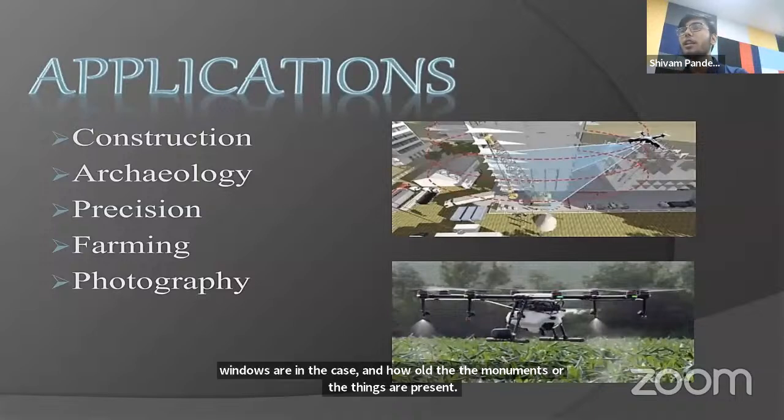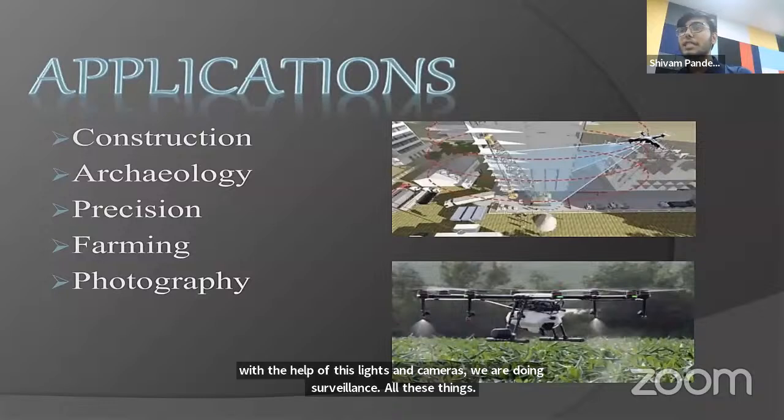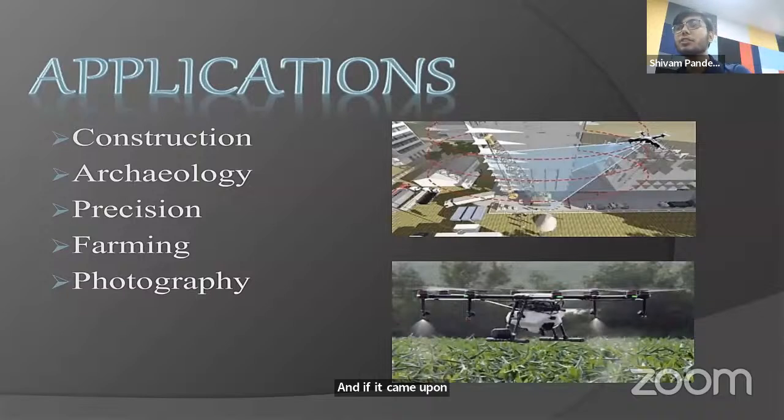So it is a life risk, because when you go inside something like a cave, there is a lack of oxygen, so it is more difficult for a person to survive there. So what they came up with is using drones, and as we all know, drones have lights and cameras. With the help of these lights and cameras, we do surveillance on these places. And coming to precision, a drone can reach a point where a human can't, because it needs less space and can travel easily in the area.